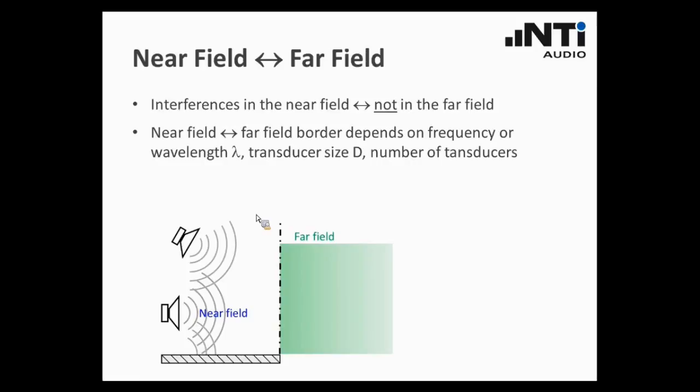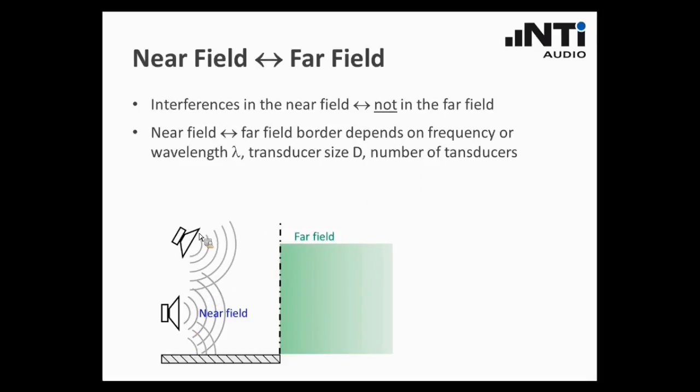the distance from this border from the sound source depends on various parameters. It depends, as mentioned before, on the frequency or the wavelength. Wavelength and frequency correlate to each other. I'm going to show you that on the next slide. It also depends on the transducer size, the diameter of the transducer, or of the number of transducers.